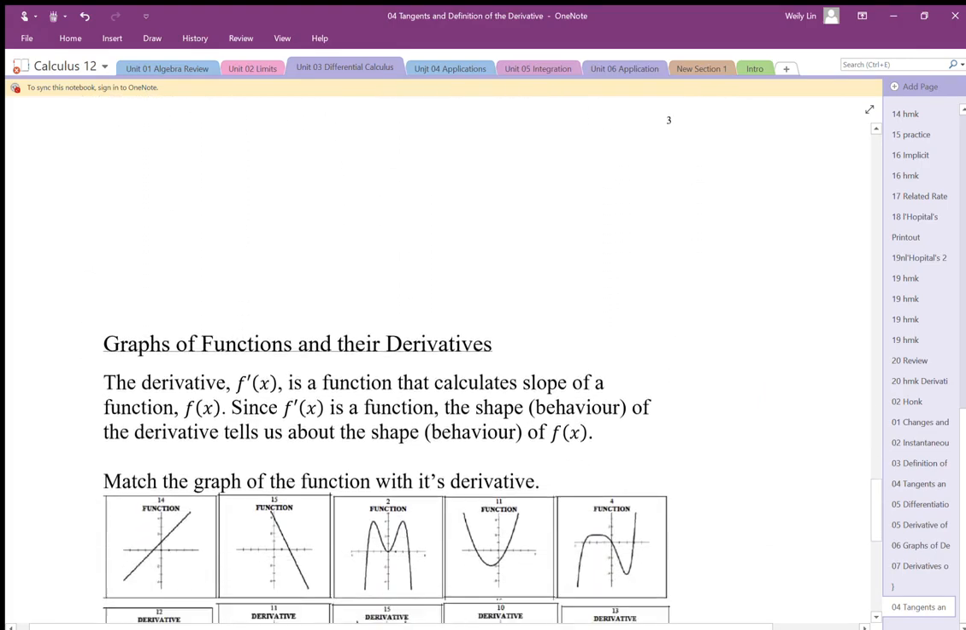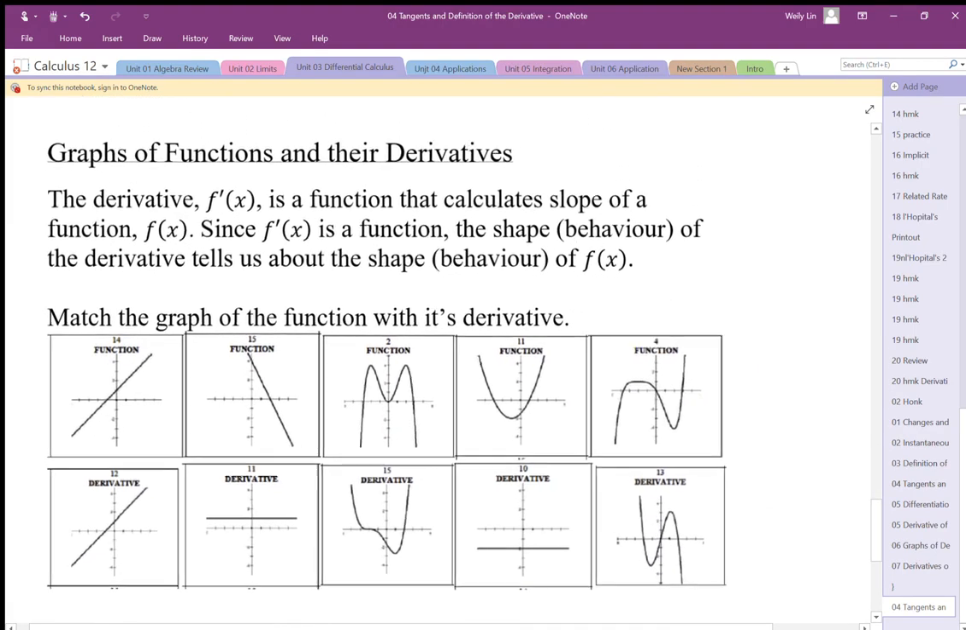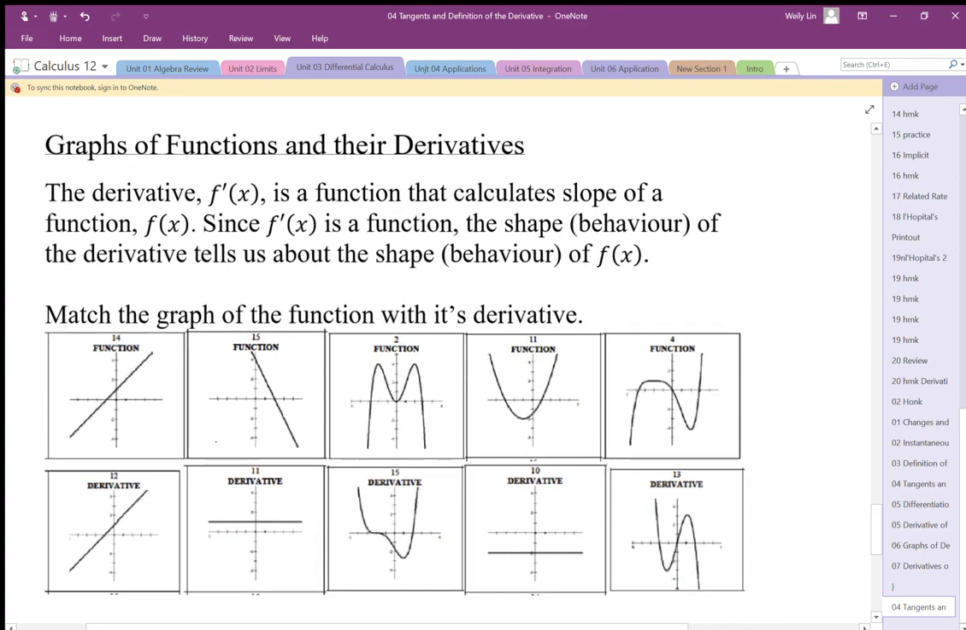So this is what the next part is about here. If we take a look at the function and its derivative, we want to match these functions with this derivative. So what exactly are we looking for? What are the pieces? What are the behaviors that we're looking for? What are the cues that we're looking for?